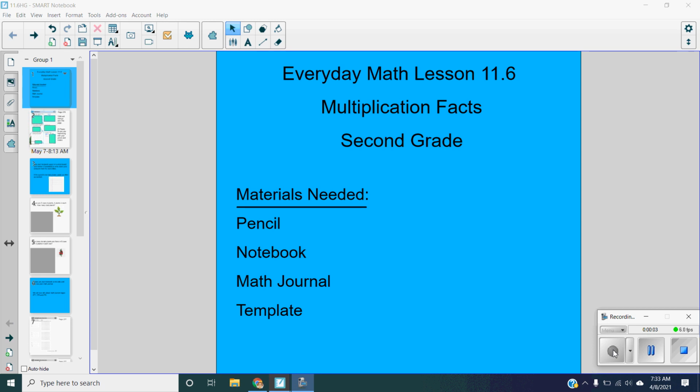Hi boys and girls, welcome to Everyday Math Lesson 11.6, Multiplication Facts. The materials that you'll need today: pencil, notebook, math journal, and your template.